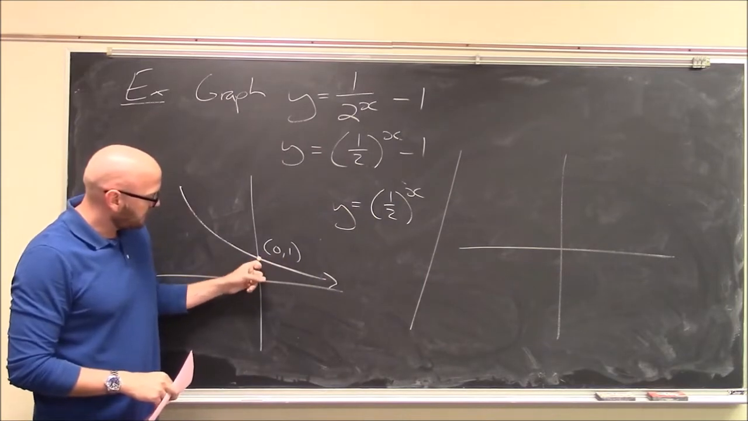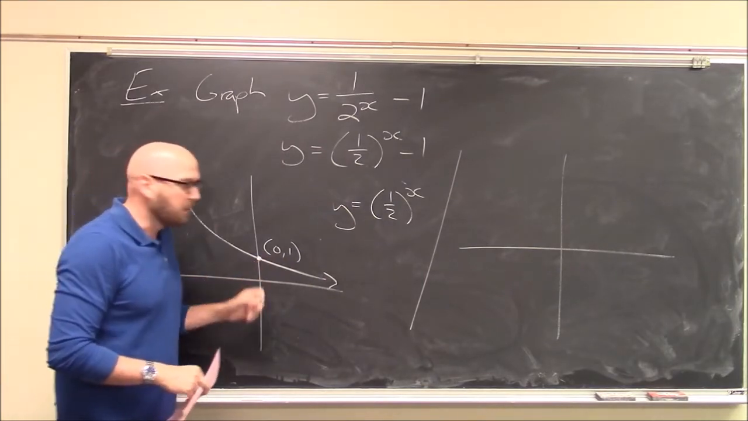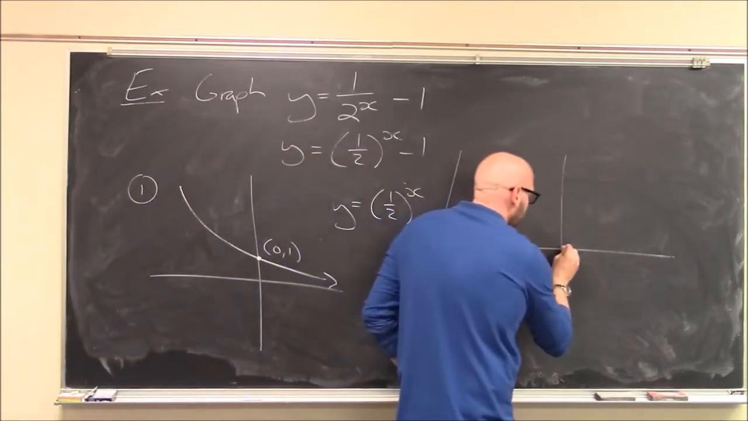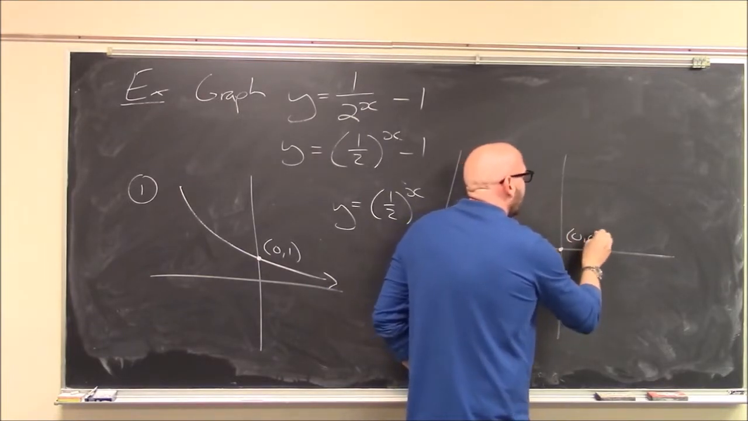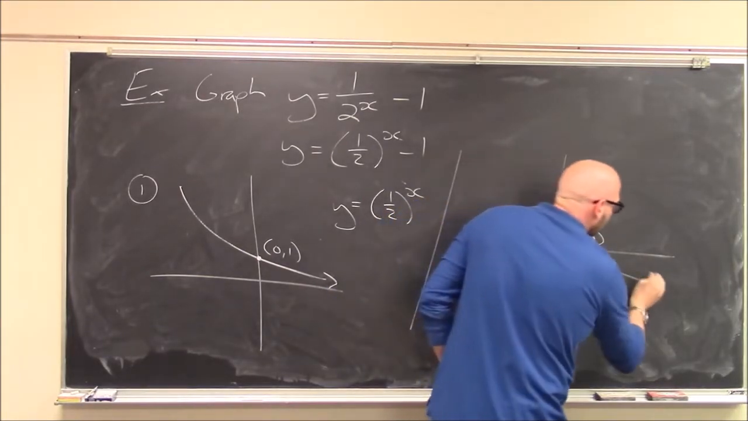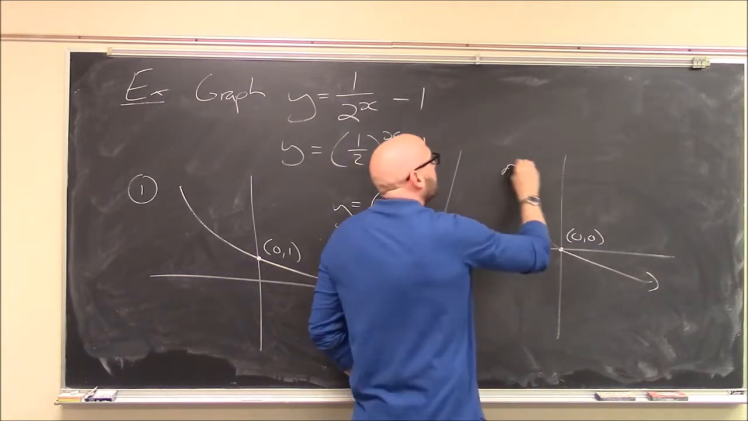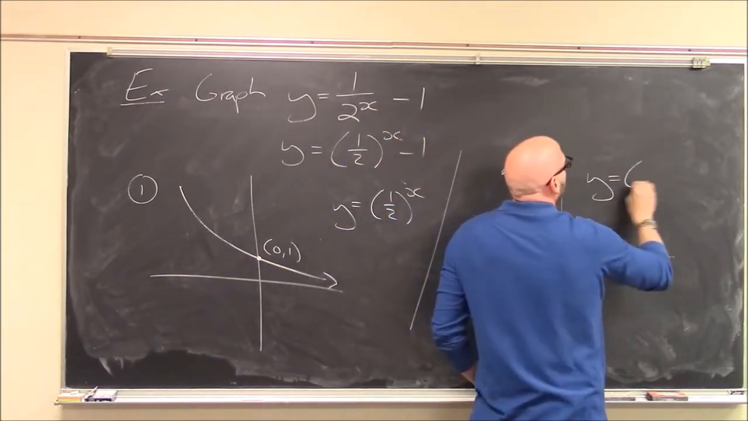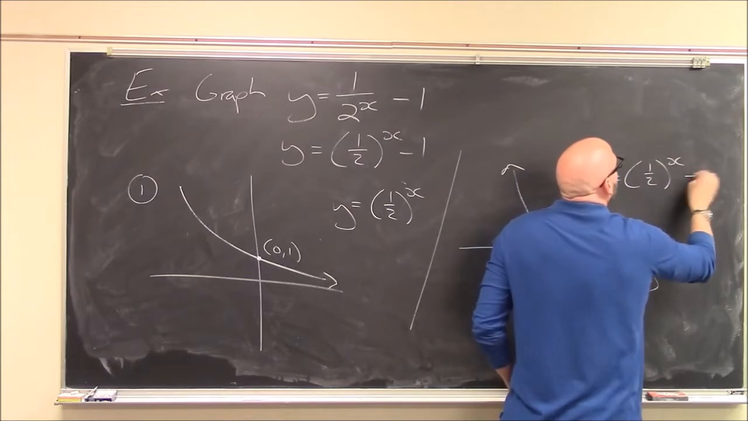In particular, if I take the y-intercept and shift it down 1 unit, it's going to go right through the origin. So there's 0, 0. And a sketch of the rest, something down there, and something like that. So y equals (1/2)^x minus 1.